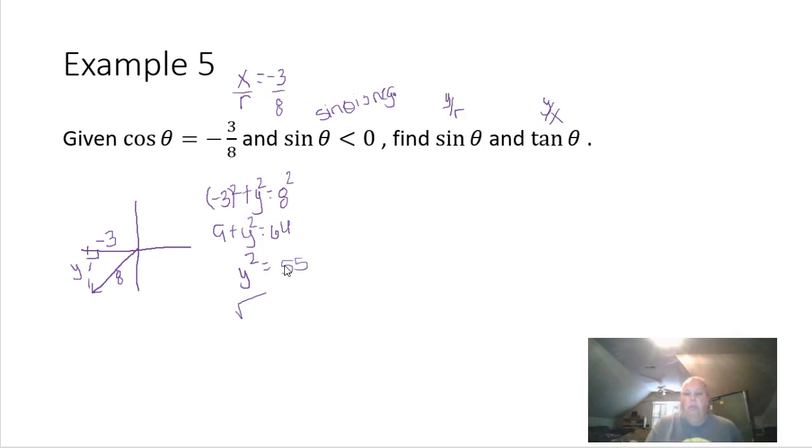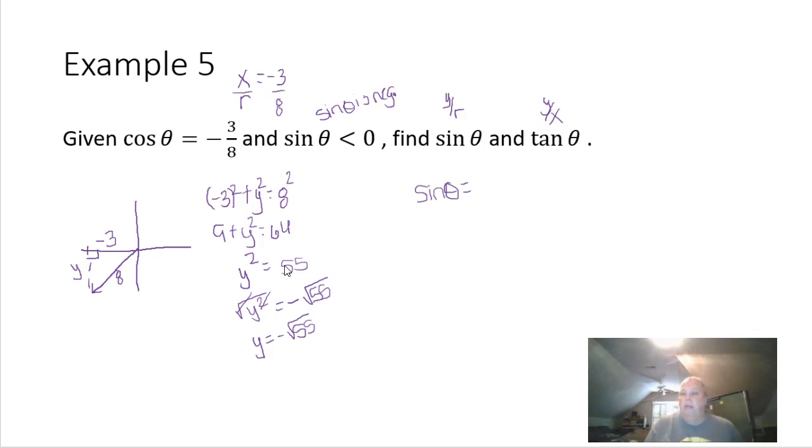And then when we square root both sides, now remember, I'm taking the negative square root because y has to be negative because it's in quadrant 3. The radical and the square will cancel. Our y value is going to be the negative square root of 55 because 55 does not have a perfect square in it.